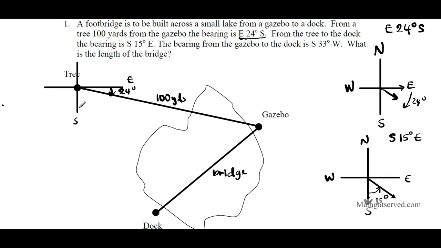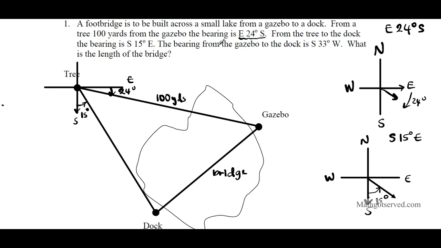Let's go ahead and draw that here. Starting from the south, let's draw the segment connecting the tree and the dock, because this 15 degrees east of south is from the tree to the dock. We put this angular measure right here. From here to here, we start from the south and rotate 15 degrees in the direction of the east. So that's 15 degrees east of south. There you have it.